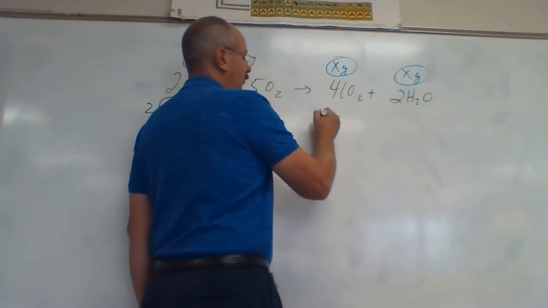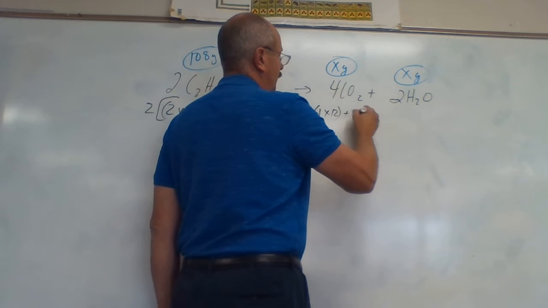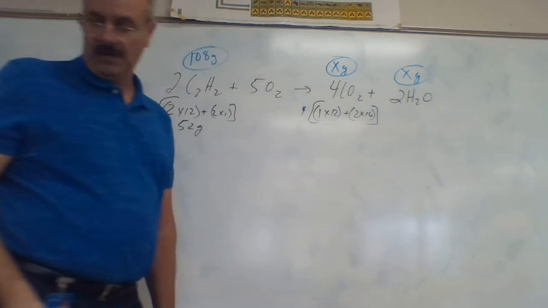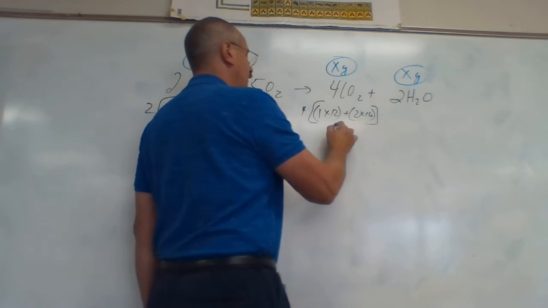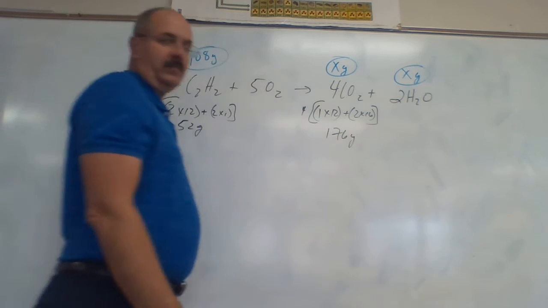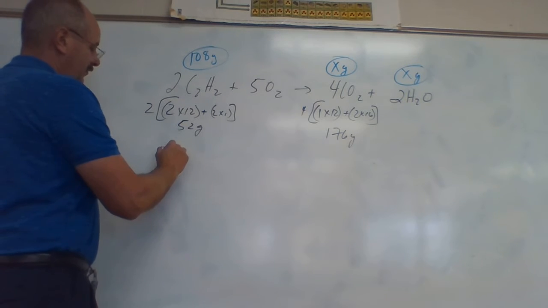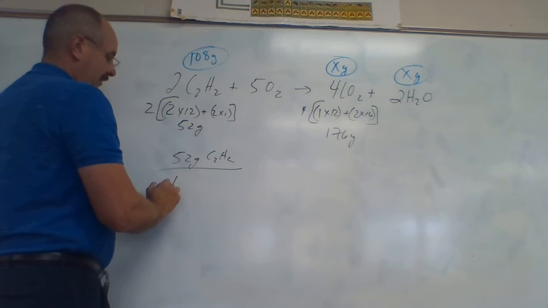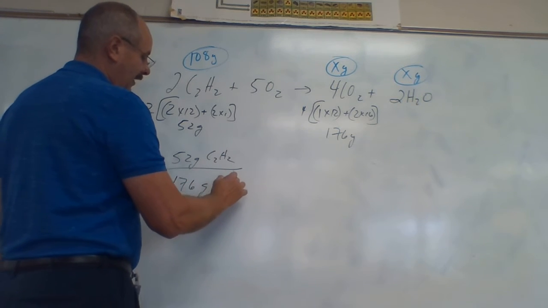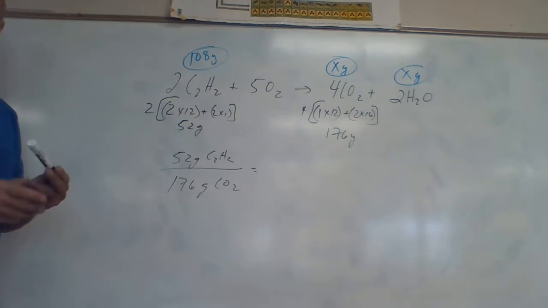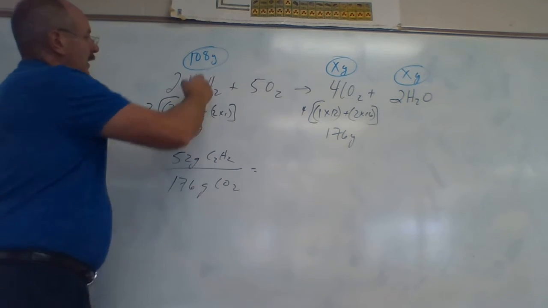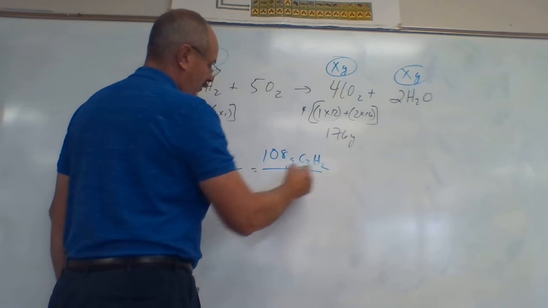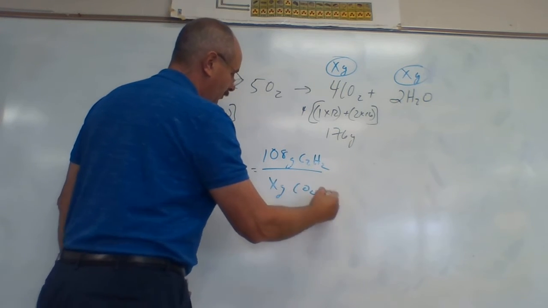Now we'll do the molar mass of this one. 1 times 12 for the carbon plus 2 times 16 for the oxygen. All of that times 4. So that ends up giving me 176 grams. All right, set up my molar mass ratio. 52 grams of C2H2 will make 176 grams of carbon dioxide. So that came from the balanced equation with the molar masses. And then I got 108 grams of this guy over X grams of CO2.